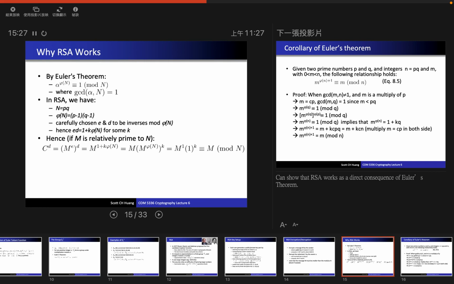So this is kind of a conceptual idea, but this is not 100%. The main reason is that Euler's theorem is not enough.